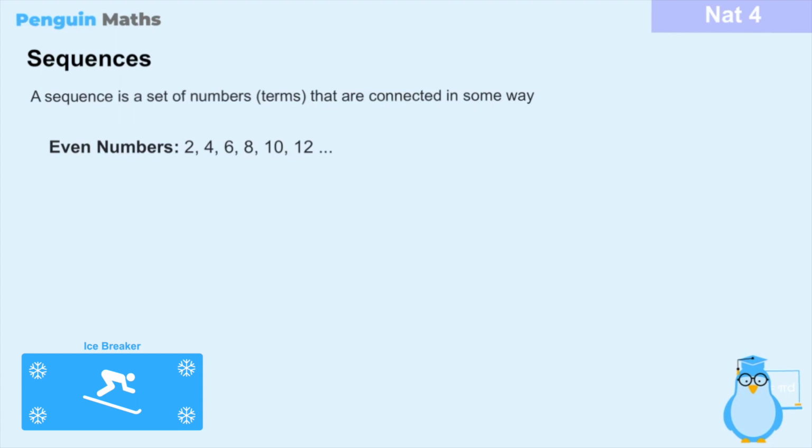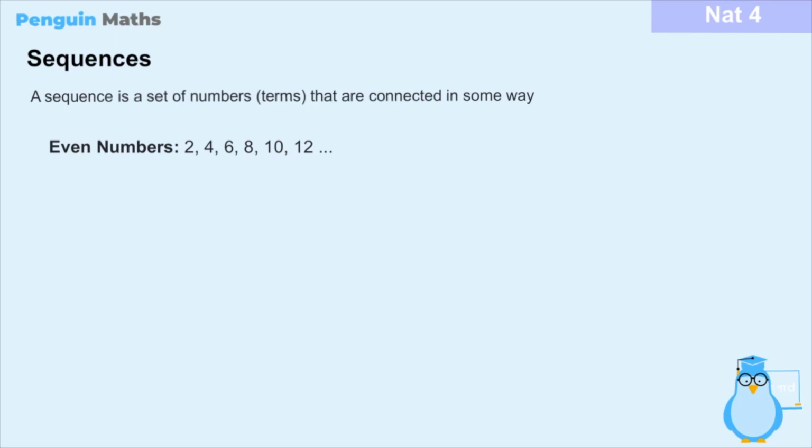Now, an even number is simply a number that can be perfectly divided by 2. In other words, when it's divided by 2, there is no remainder or numbers after the decimal point. If we list out some of the even numbers here, we can see that they form a sequence because they're connected. The terms are connected in the fact that each one is perfectly divided by 2. Also, as we go along each term in this even number sequence, we are adding 2 each time. So we have 2 plus 2 is 4, 4 plus 2 is 6, 6 plus 2 is 8, 8 plus 2 is 10, 10 plus 2 is 12, and so on for all the even numbers that there are.